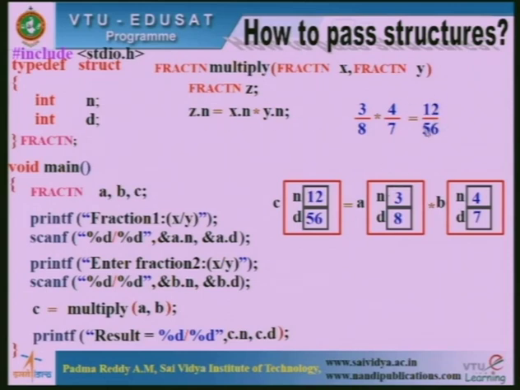Next we have to calculate the denominator. 8 into 7. Where is 8? Using the variable x, how do you access 8? x.d should be multiplied with y.d, and the result should be copied into z.d. Now z.n contains 12 and z.d contains how much? 56. So together the variable z contains 12 divided by 56. It means we have multiplied the two fractions x and y, and the result is available in the variable z.